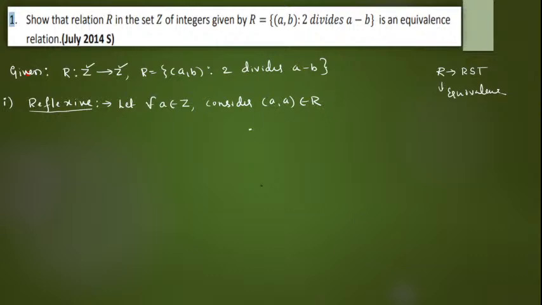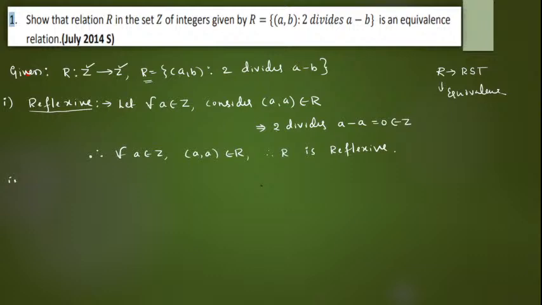So according to the statement, what happens? If an ordered pair (a, b) belongs to my relation R, then 2 divides a minus b. So (a, a) belongs to R means 2 divides a minus a, which is equal to 0, right? So definitely 2 divides 0, which belongs to the set of integers. This implies for any integer a belonging to Z, all the pairs (a, a) also belong to relation R. Therefore your relation R is reflexive. Simple, you have to write.